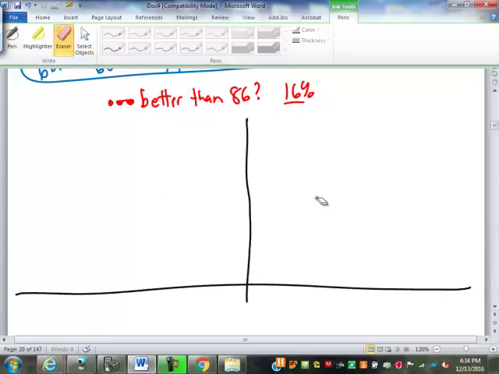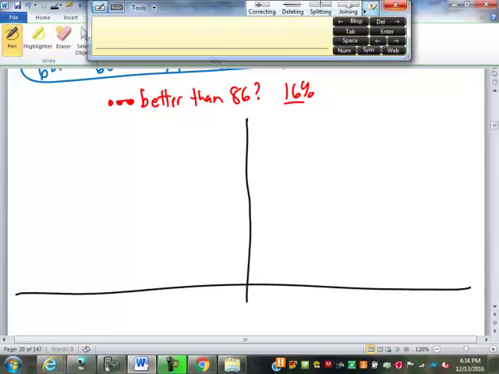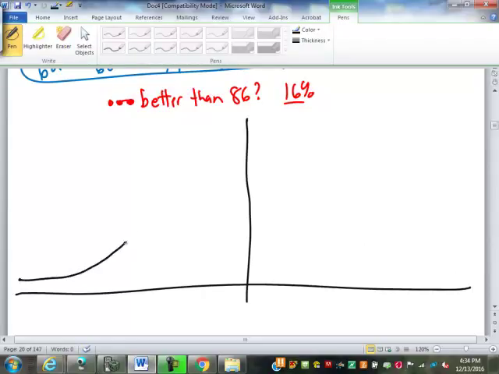I'll make that curve a little better. I do look lopsided, but not quite that lopsided. That one's a little better.